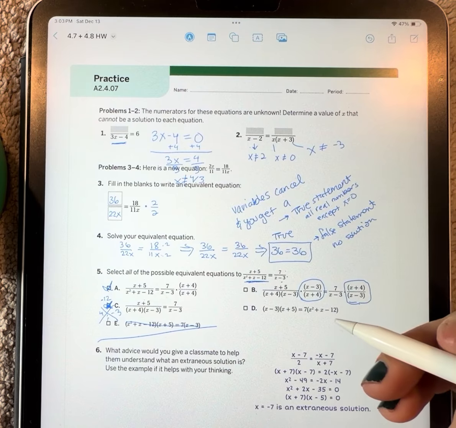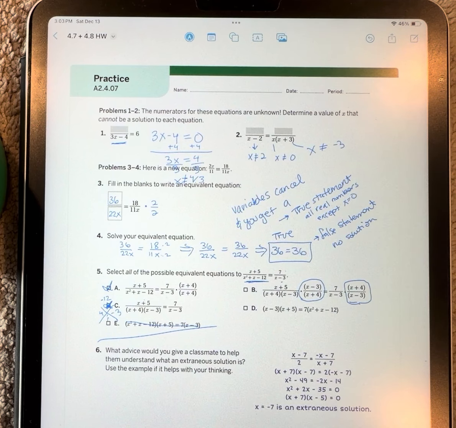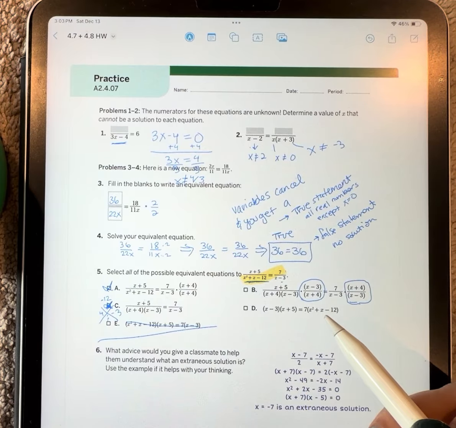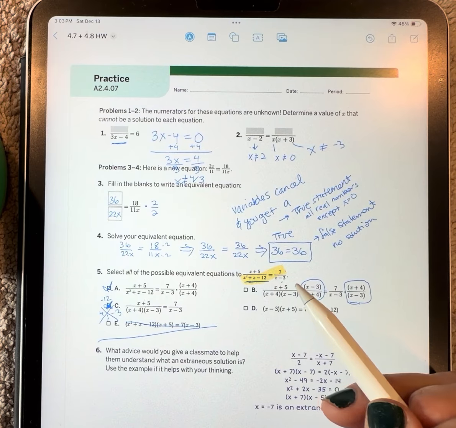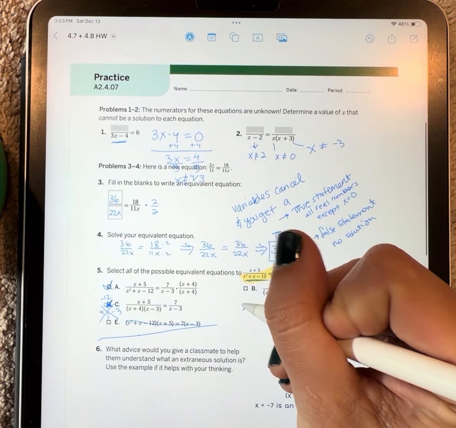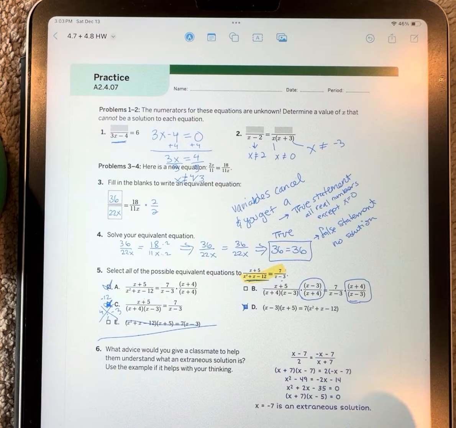Okay. And now this one appears to be okay. In this one, it looks like they just cross-multiplied. So they got that times the 7, and then the x plus 5 times the x minus 3. That one's okay. Alrighty.